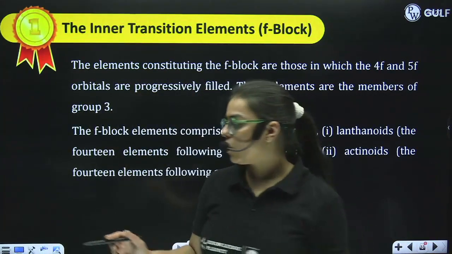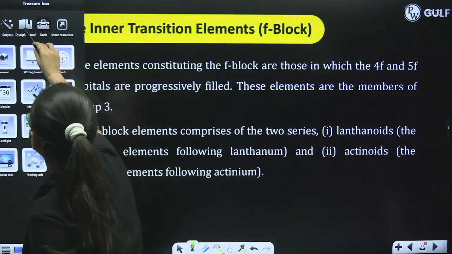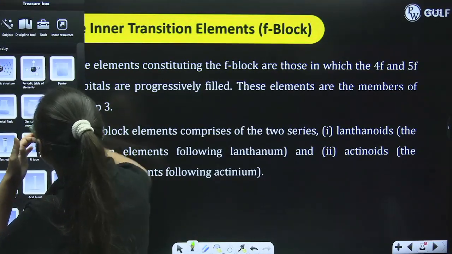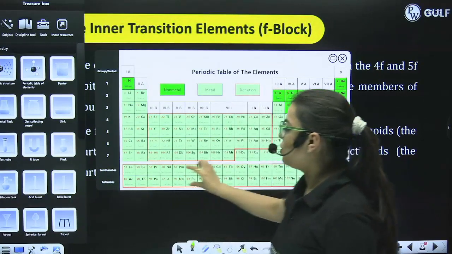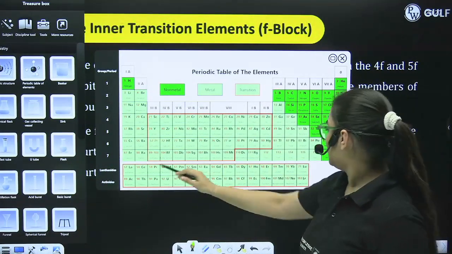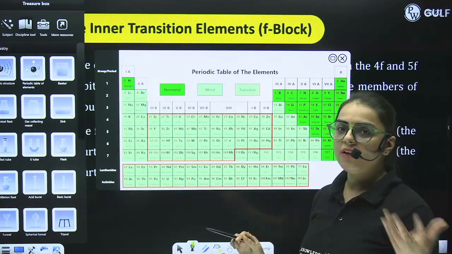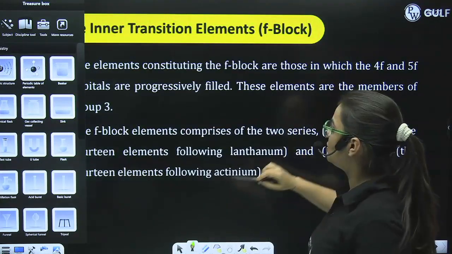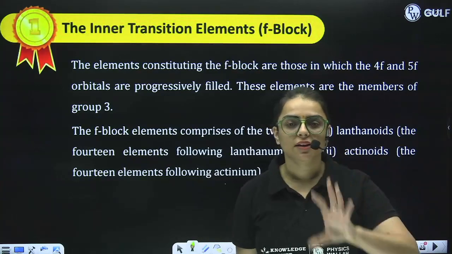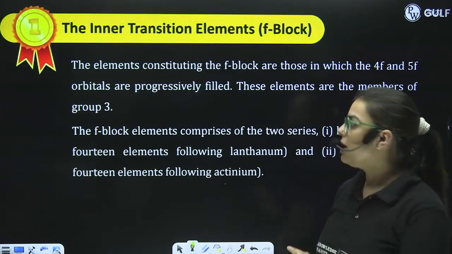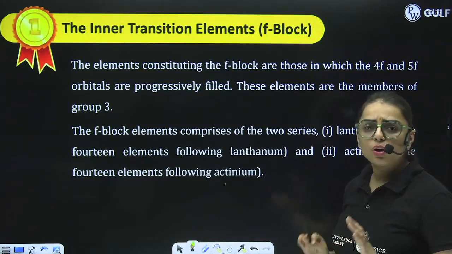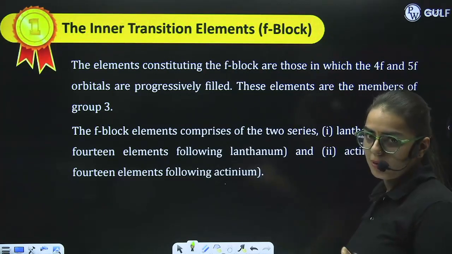In f block elements, I have already shown you with the periodic table that we were doing over here. You can clearly observe these are your f block elements. From the 58th element to 71 we have lanthanoids. From 90th to 103 we have the actinoid series, right? And here the last electron enters into the f subshell. That's why they are the f block elements, and their atomic sizes are almost quite equal to each other. We'll talk about it in detail.